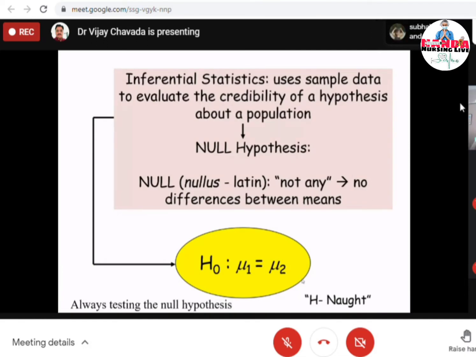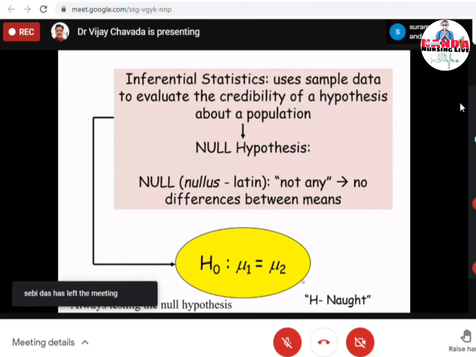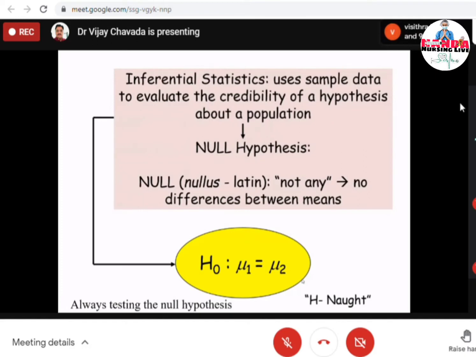Inferential statistics uses the sample data to evaluate the credibility of a hypothesis about a population. So we start with the null hypothesis. Null is Latin, meaning no. There is no difference between the means of two groups. It is usually shown by H0: mu1 equal to mu2, meaning these are two averages and both are the same. This is referred to as H naught. So we always test the null hypothesis.